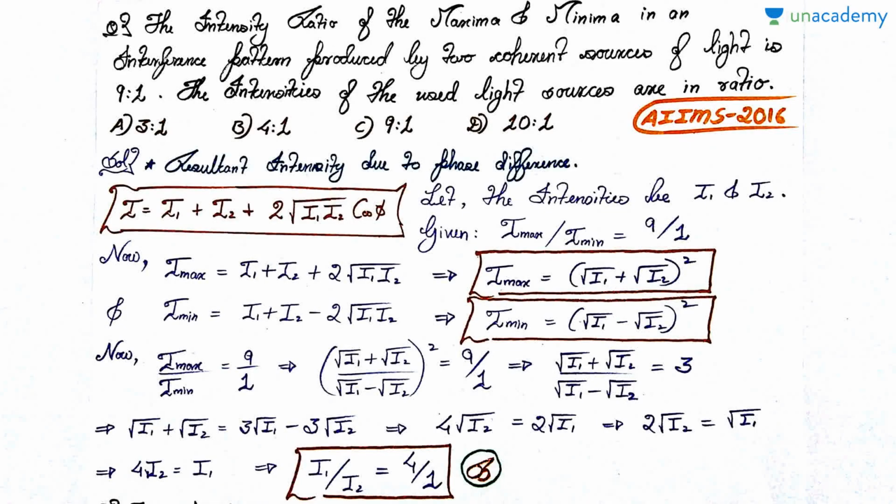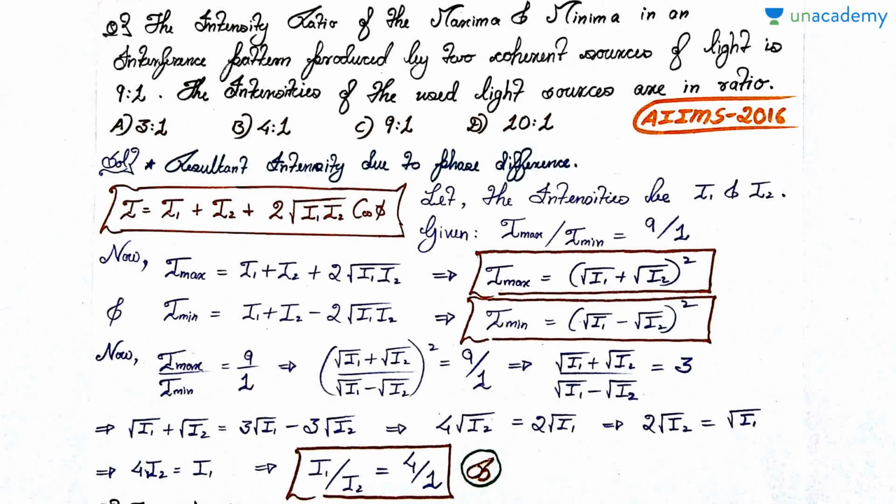All right. So let's see this question. The intensity ratio of maxima and minima in an interference pattern produced by two coherent sources of light is 9:1. The intensities of the used light sources are in the ratio? So you know the maximum and the minimum intensity ratio, and you need to find the intensity ratio of the light sources. The concept that you need to know is resultant intensity due to phase difference. Anyways, just pause the video, attempt the question, and then we'll discuss the solution.